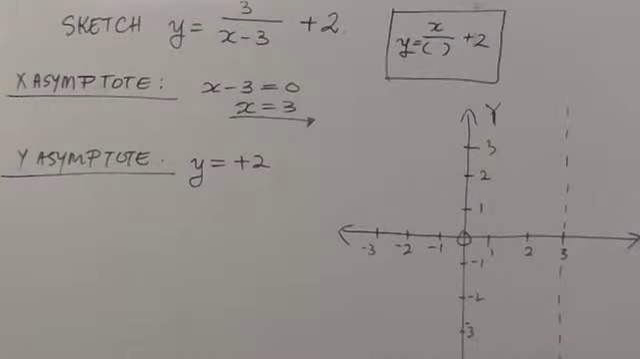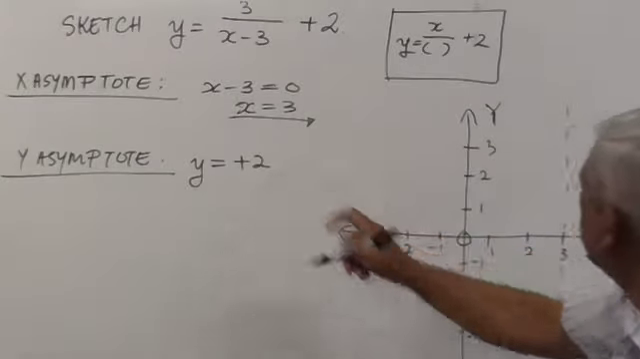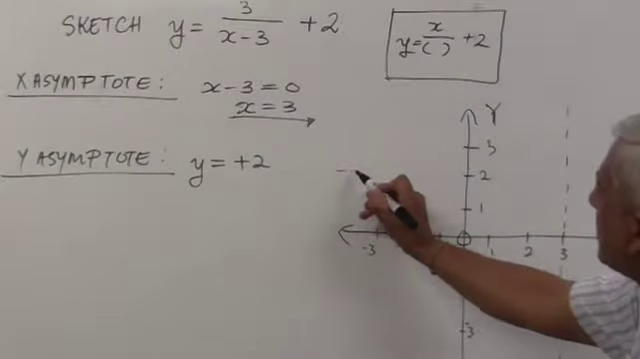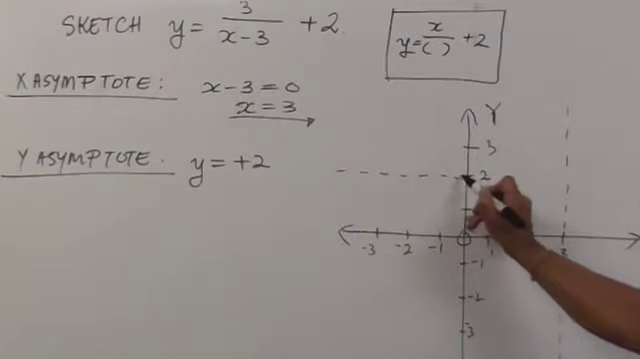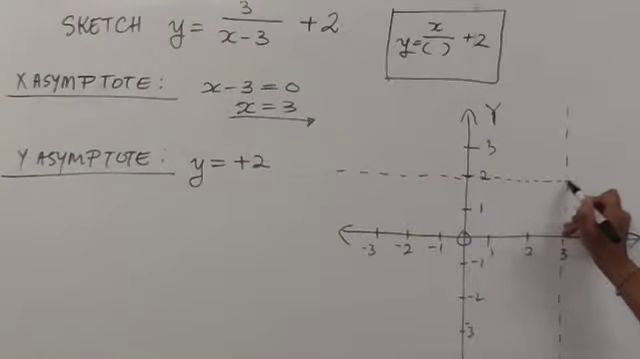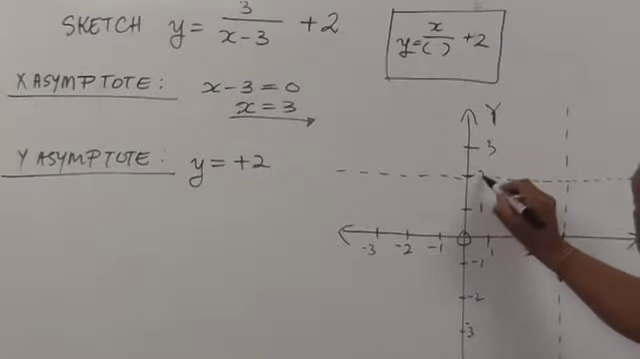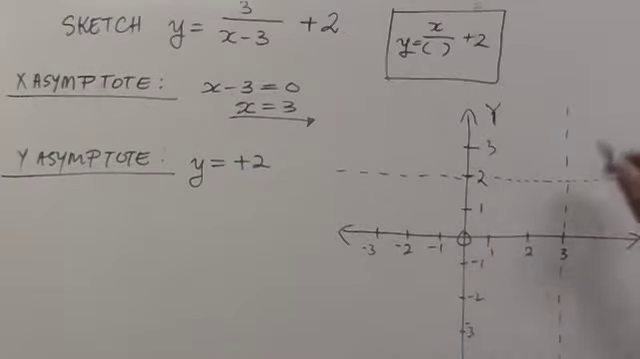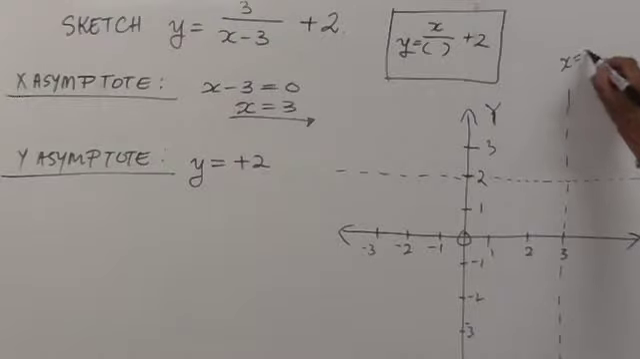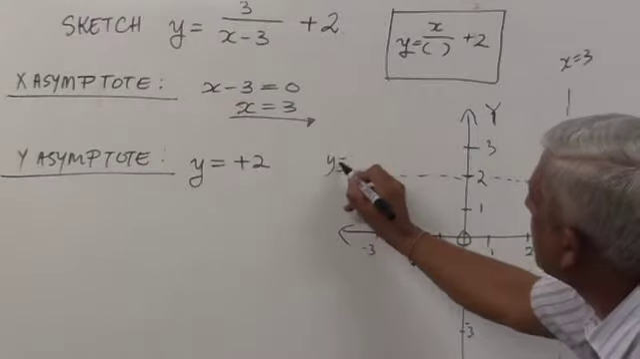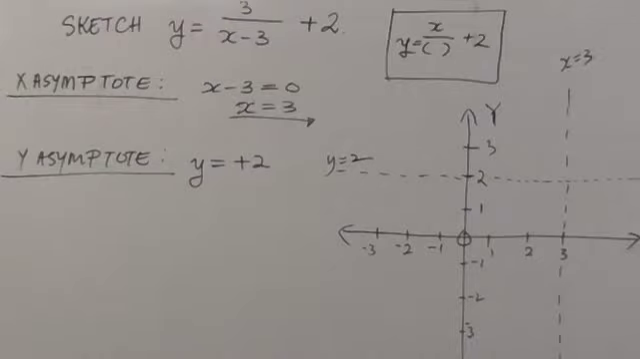Next, y is equal to 2. So y is equal to 2 is a graph that goes this way. So you have to know your straight lines very well for you to understand all these graphs. Now you drew the two asymptotes. This is x equal to 3. This one is y is equal to 2.